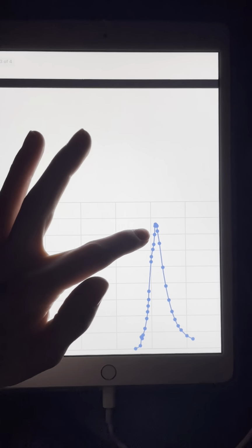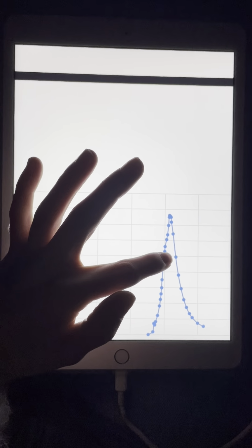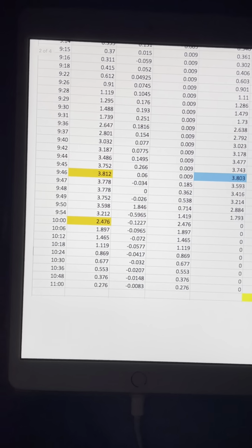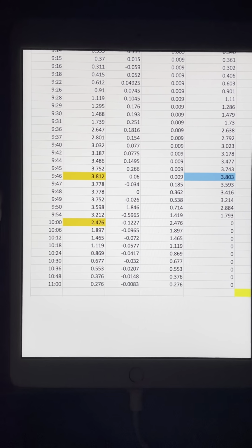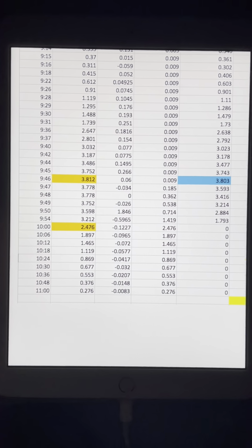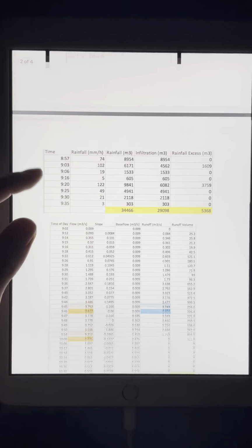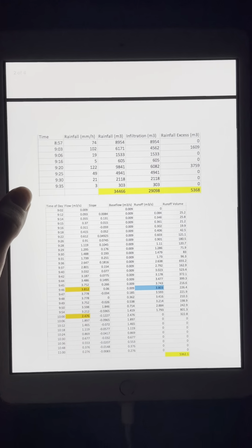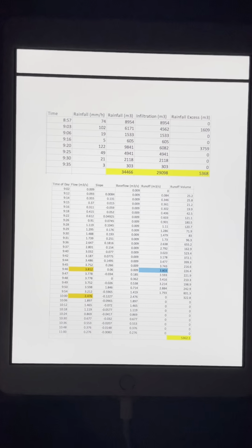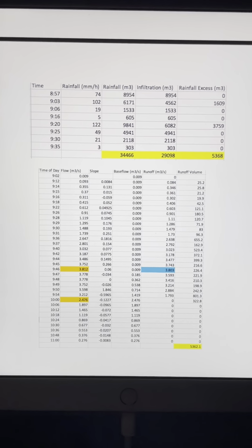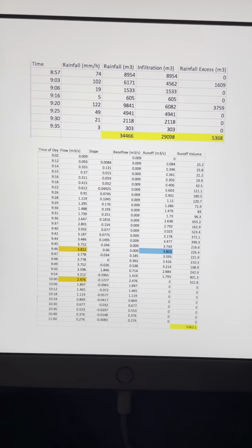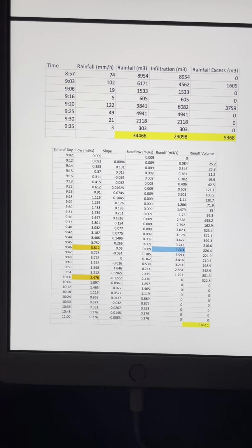The peak flow is up here, and then this is the inflection point at 10 a.m. And those corresponding flow rates are 3.812 meters cubed per second for peak flow and 2.476 meters cubed per second for inflection point. And from those points, you can determine the base flow as well as runoff. And for the base flow, you assume that all of the flows up until the peak flow are the lowest, 0.009 meters cubed per second.